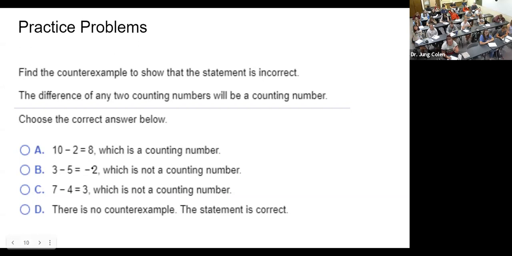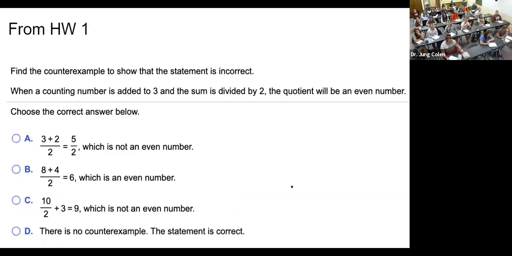Does it make sense? Okay, how about this one? 7 minus 4. Difference of any two counting numbers. Yes, right? So good candidate. How about the answer? 3. Is it a counting number or not? It is a counting number. So it doesn't give us wrong answer. So it doesn't give us the counter example. Make sense? So the answer should be B. Any question for that? Okay, good.